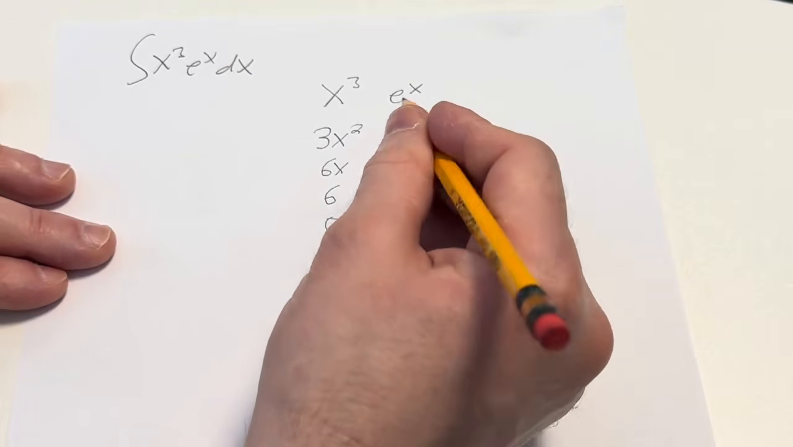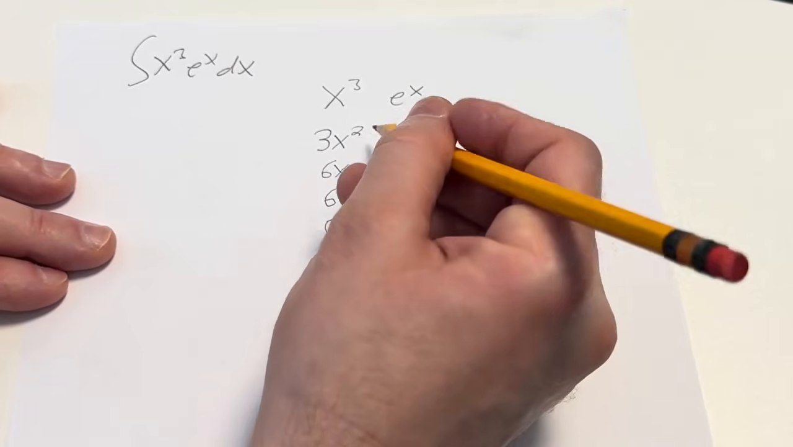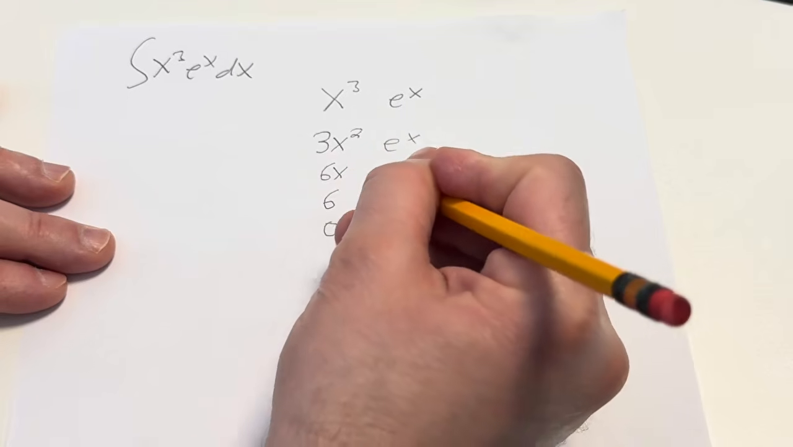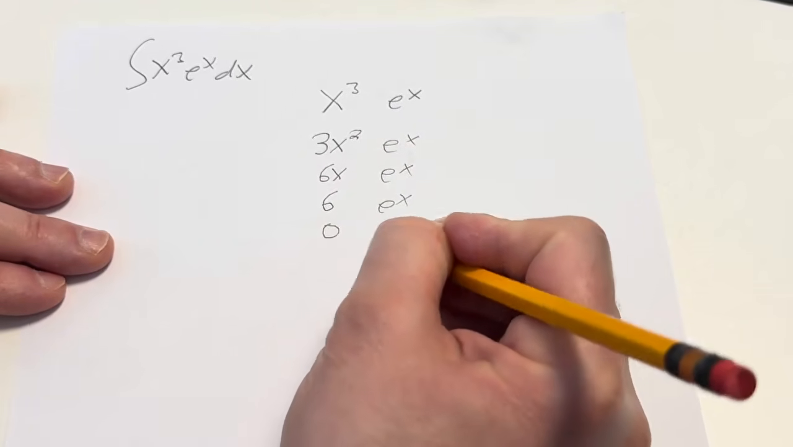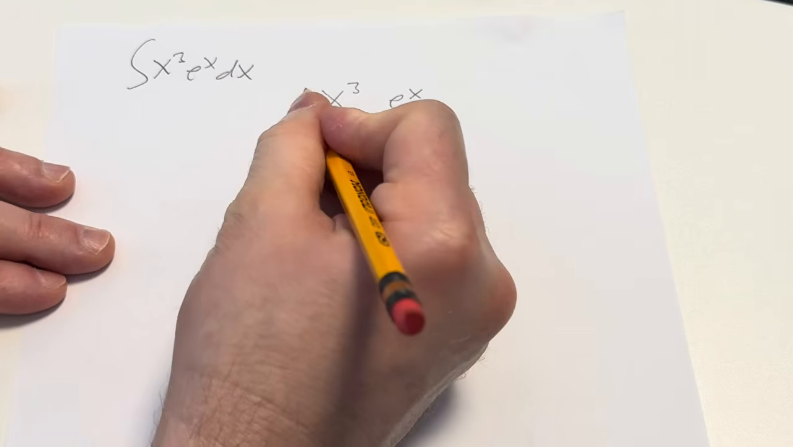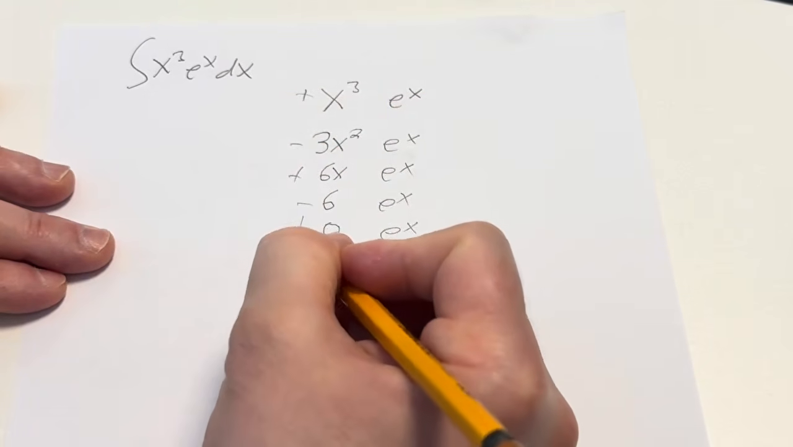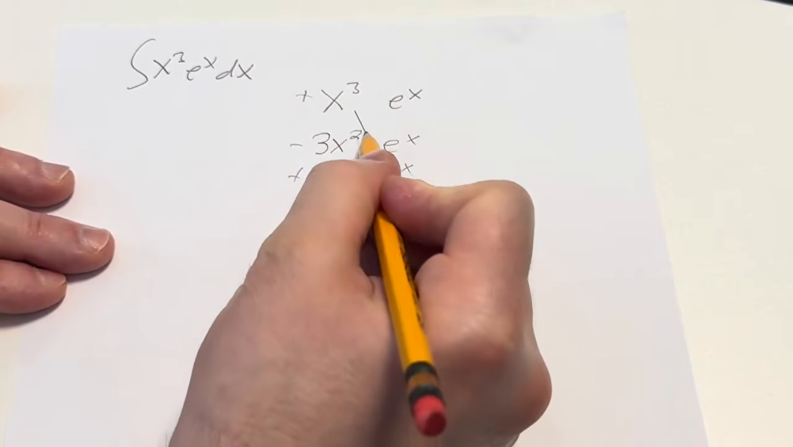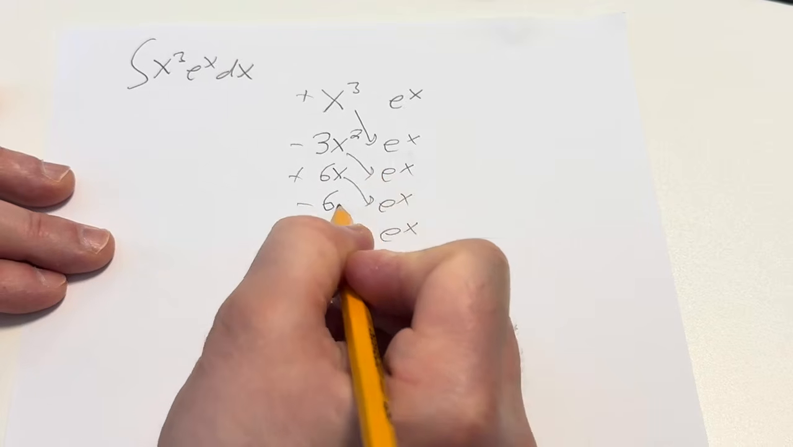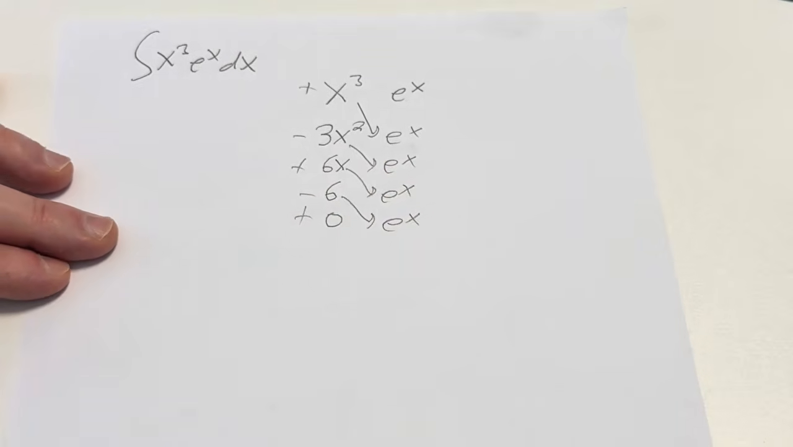Then we just keep integrating this, which is very easy. The integral of e to the x is e to the x, so we get e to the x, e to the x, e to the x, e to the x. And you put a plus, a minus, a plus, a minus, a plus. Always start with plus, then you draw arrows, and then you basically multiply and you're done.